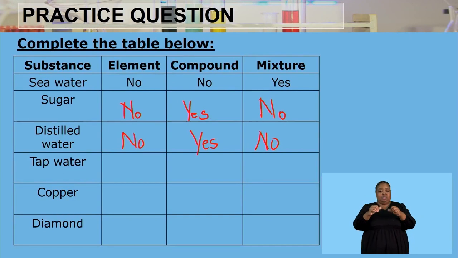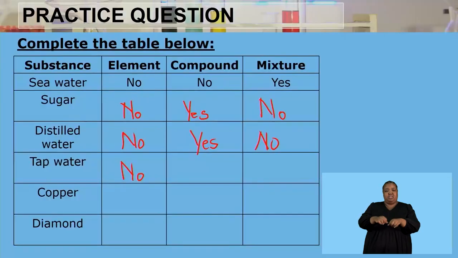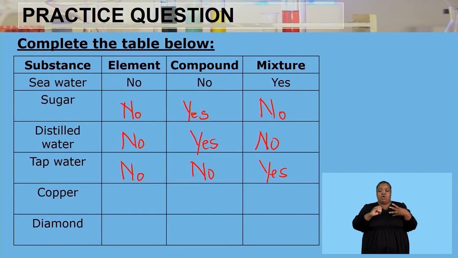Then our next one is tap water. Tap water can't be an element because there's water there, so it's not an element. Now, because tap water has some impurities, they've used some chemicals to clean that water that you drink, so therefore it can't be a compound. It is going to be a mixture of other things with that water. So it's not a compound, but it is a mixture.